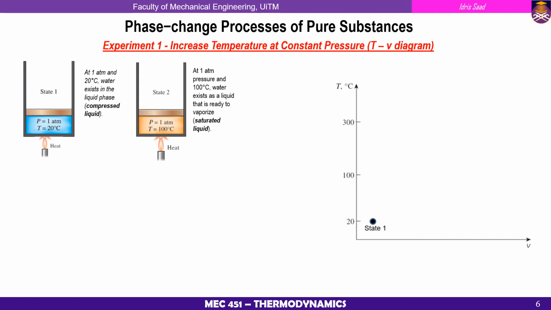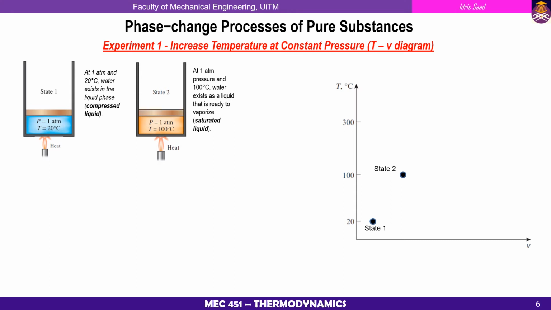That pressure will push the piston away since the piston is free to move, or frictionless, until both pressures reach an equilibrium pressure. That means the pressure of the water inside the piston cylinder device is equivalent to the atmospheric pressure. That's why the volume of the cylinder is increased. So now we can plot state 2 in our T-v diagram.